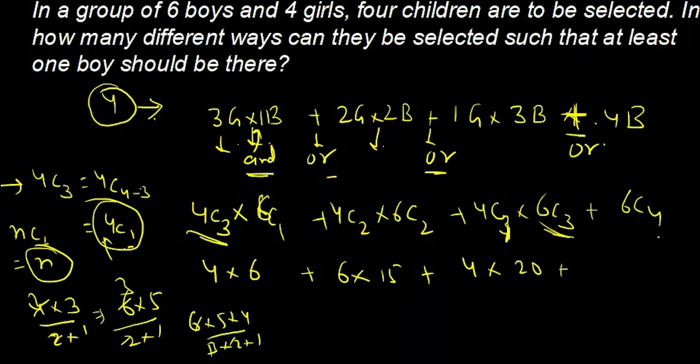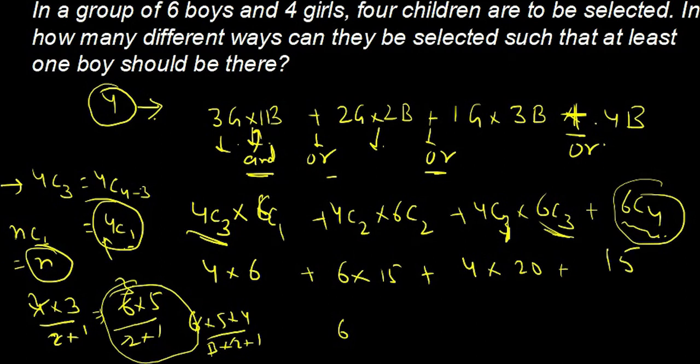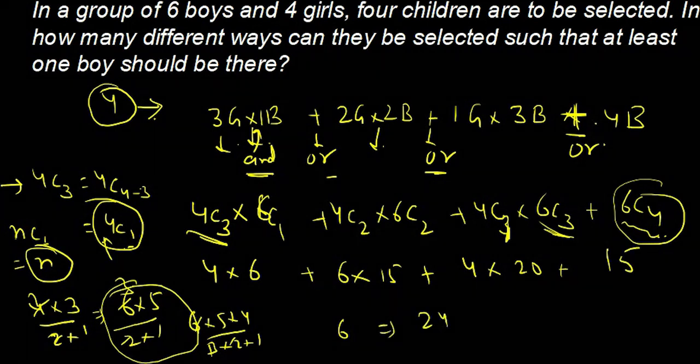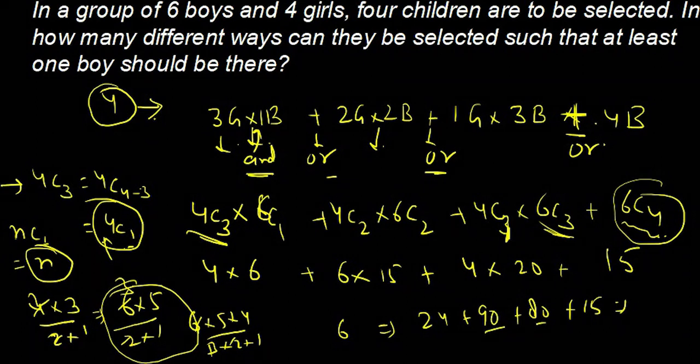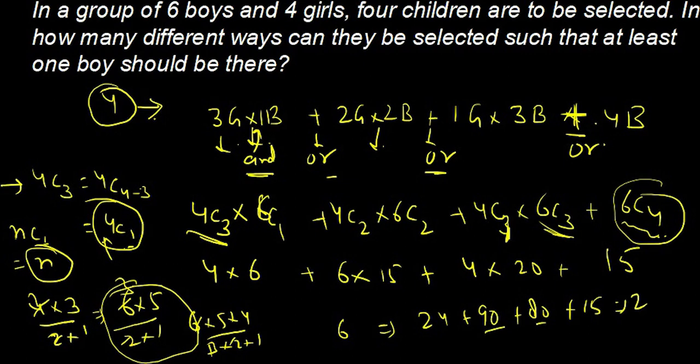Or 6C4. Can we say 6C4 is the same as 6C2? So this was also 15. Okay, so let's sum up. 4 6s are 24, 15 6s are 90. This is 80 plus 15. So 90 plus 80 is 170. 24 plus 15 is 39. So 170 plus 39 is what? 209. So how many cases will be there? It will be 209. Okay, let's come to the next problem.